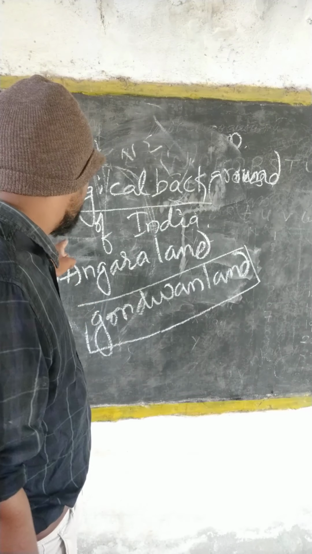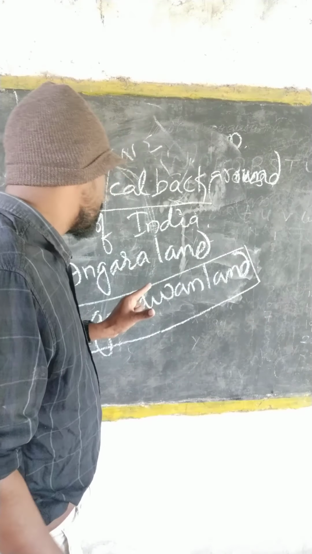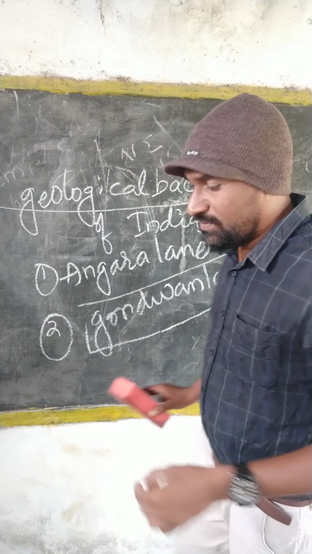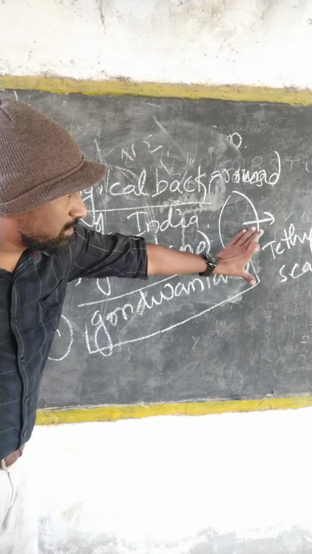That is mainly the whole world in two parts only. The first part is Angara land, the second one is Gondwana land. Here is one most important thing: between the Angara land and Gondwana land, there is an empty place, not empty, it is filled with water. That sea is known as the Tethys Sea. What? Tethys Sea. The place between Angara land and Gondwana land is the Tethys Sea.